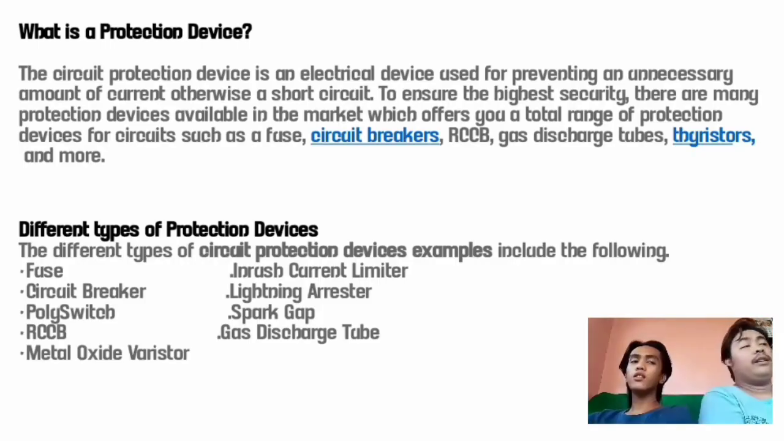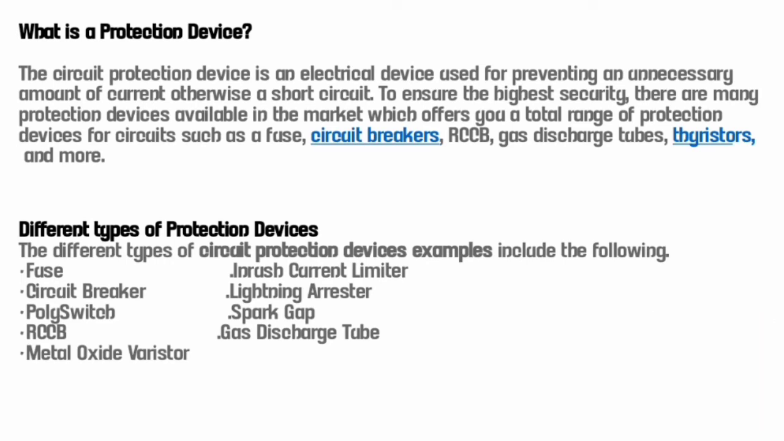Next, circuit protection. What is a protection device? A circuit protection device is an electrical device used for preventing an unnecessary amount of current, otherwise a short circuit. To ensure the highest security, there are many protection devices available in the market, which offer a total range of protection devices for circuits such as fuses, circuit breakers, RCCB, gas discharge tubes, thyristors, and more. There are different types of protection devices. Examples include the following: fuse, circuit breaker, pulley switch, RCCB, metal oxide varistor, inrush current limiter, lightning arrestor, spark gap, gas discharge tube.